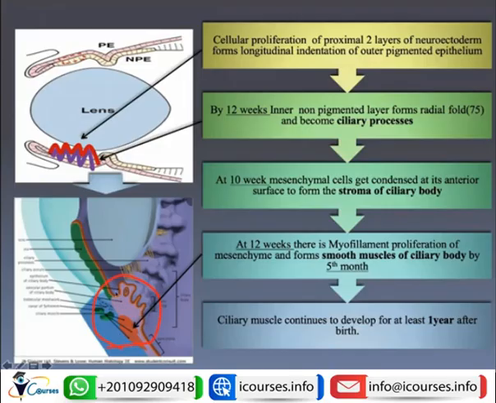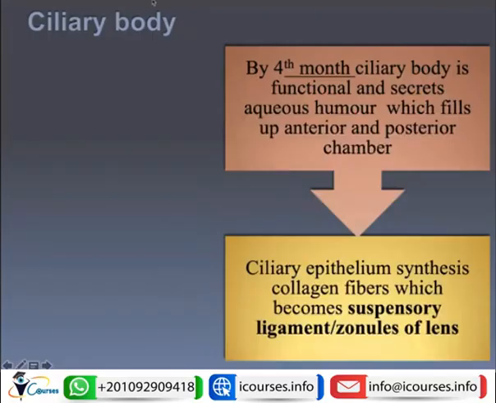So again, at the region of the ciliary body, development starts with proliferation of the neuroectoderm forming the outer pigmented epithelium. So the outer pigmented part of the ciliary body will be formed from the neuroectoderm. Then the inner non-pigmented layer will form the ciliary process. Then at the area of the ciliary body, the stroma will be formed from the mesenchymal cells, and again the mesenchymal cells will share in the formation of the ciliary muscle, which is present at the ciliary body. So this is about the anatomy.